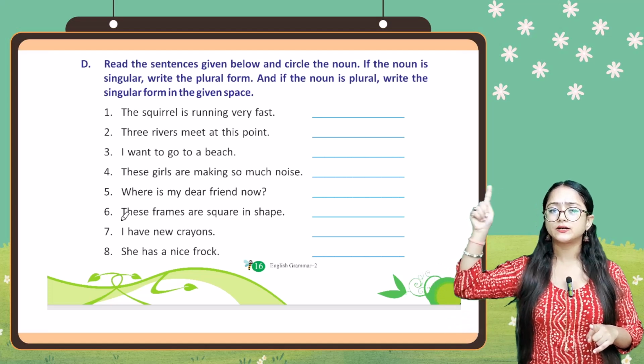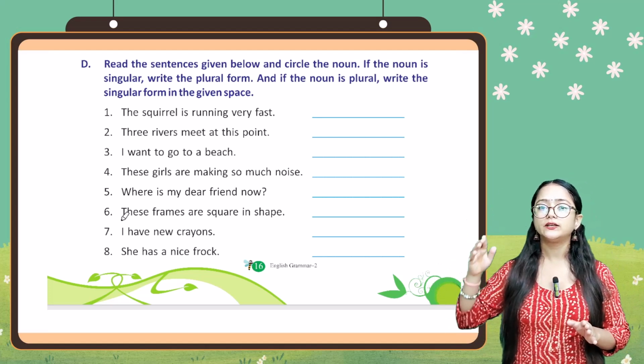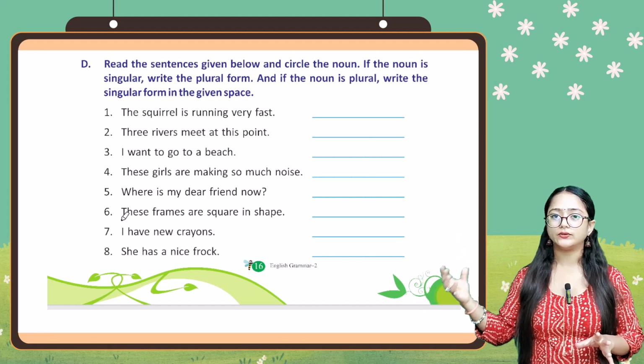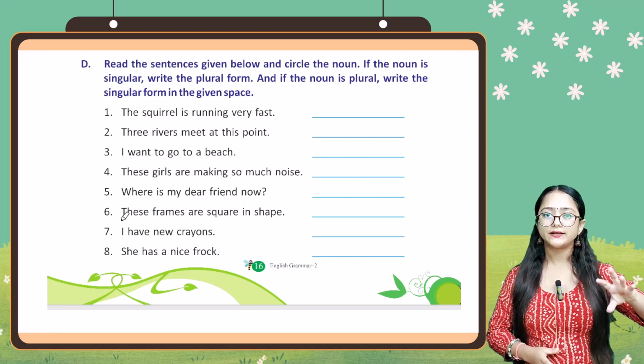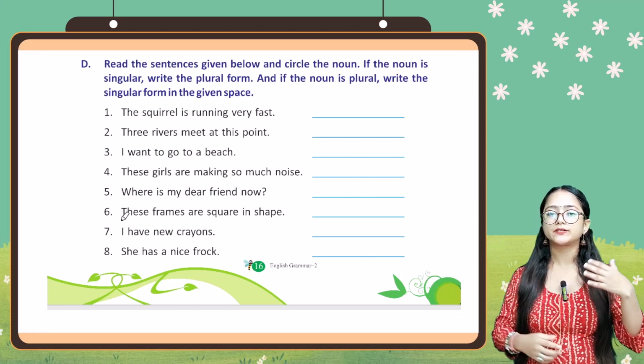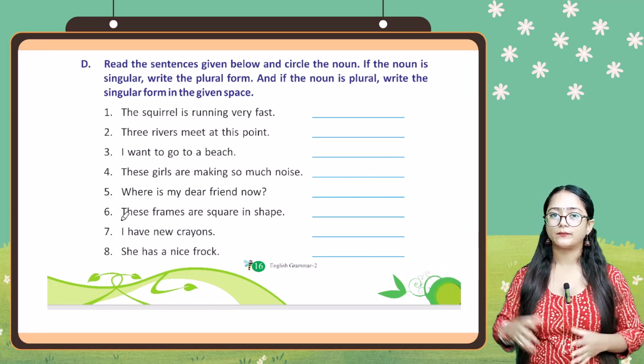Like this you have to first read the sentence carefully. Then you have to circle the noun and write down the opposite of that noun in number form. For example, if it is singular in number, then you have to write the plural form. If it is plural in number, then you have to write down the singular form.